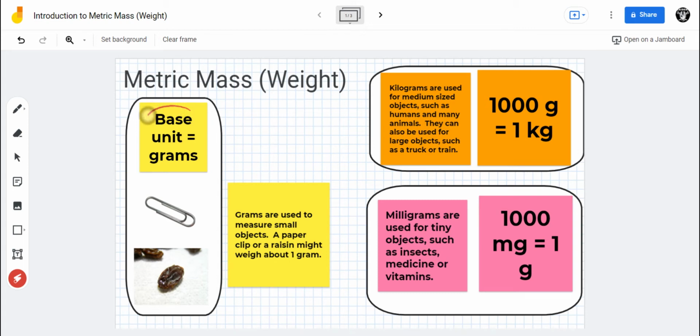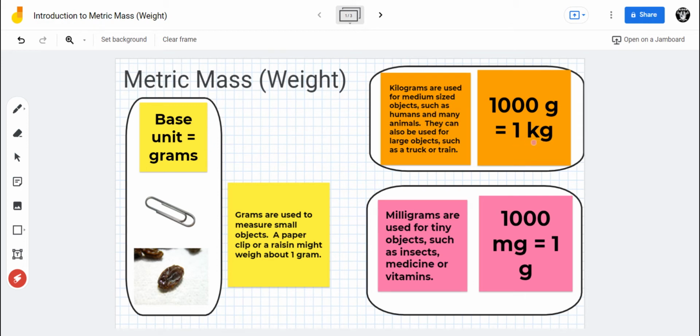So the base unit of metric mass is right here. It is the gram. Everything in the metric system for mass is based on grams. Things like a paper clip weigh about a gram, or maybe a raisin would weigh about a gram. So grams are used to measure relatively small things. Now, what happens when you get to medium-sized or large objects? Well, you need something bigger, like a kilogram.